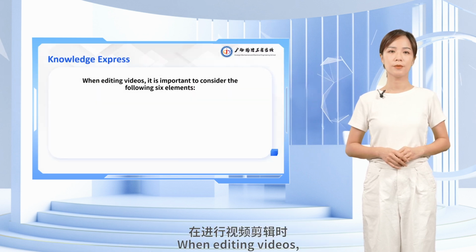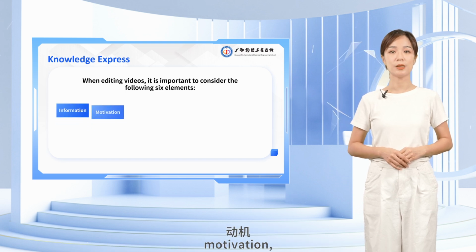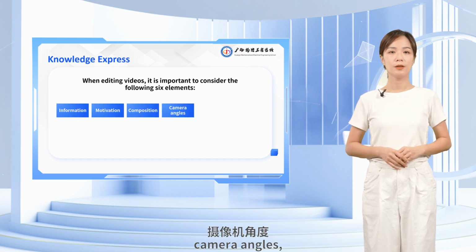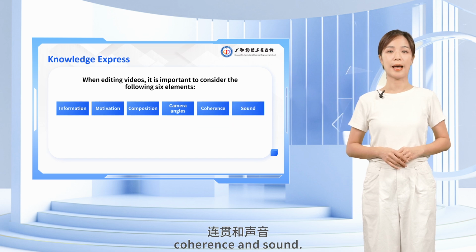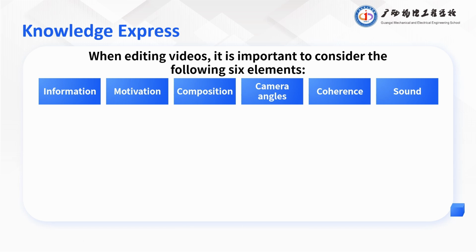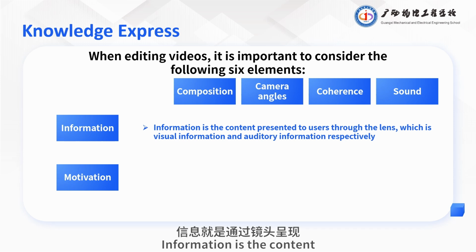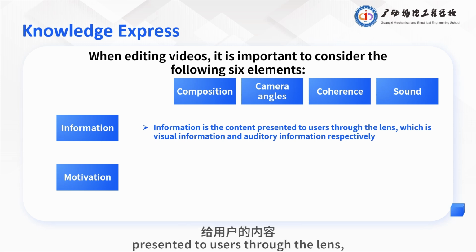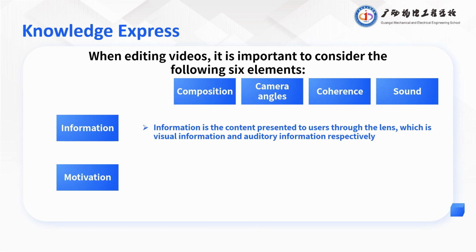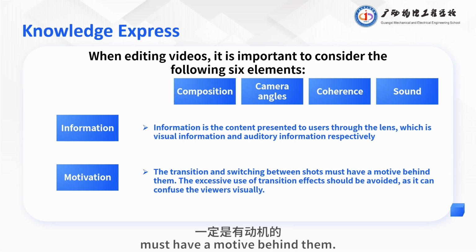When editing videos, it is important to consider the following 6 elements: information, motivation, composition, camera angles, coherence, and sound. The specific content of each component is as follows. First, information. Information is the content presented to users through the lens, which is visual information and auditory information respectively. Second, motivation. The transition and switching between shots must have a motive behind them.